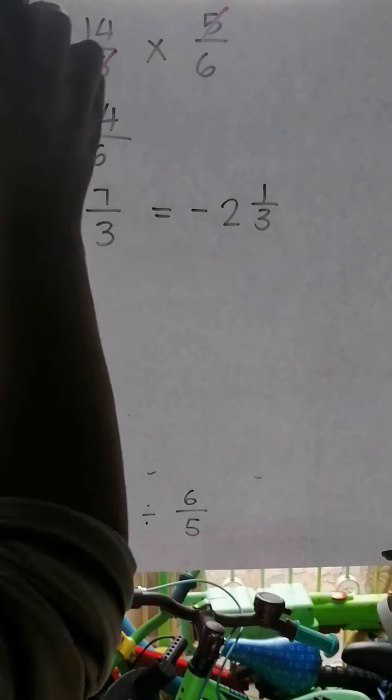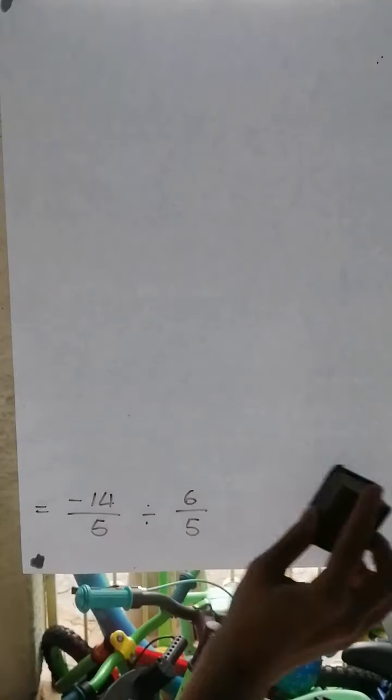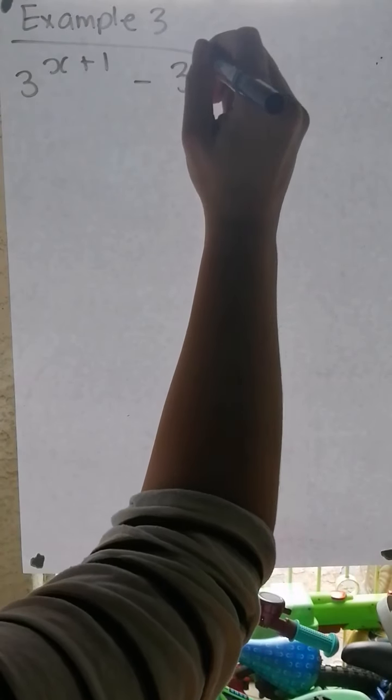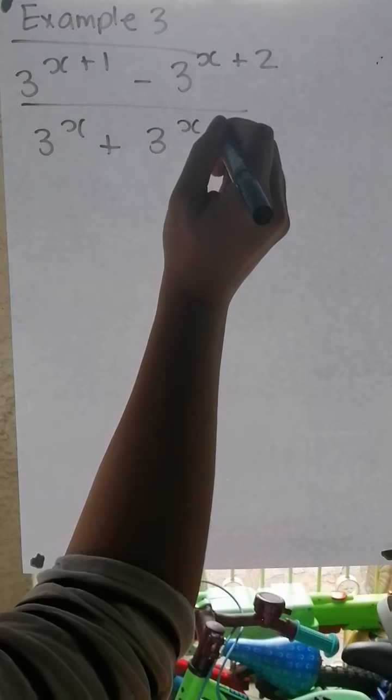Okay, and then we're doing the last example. And the last example is example 3. It says 3 to the power of x plus 1 minus 3 to the power of x plus 2 over 3 to the power of x plus 3 to the power of x plus 2.